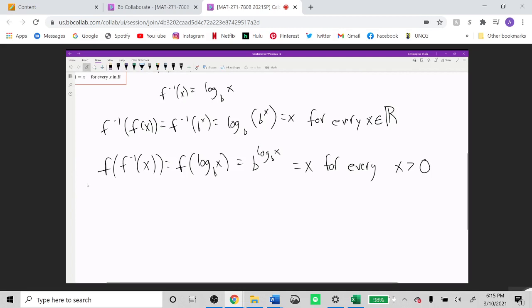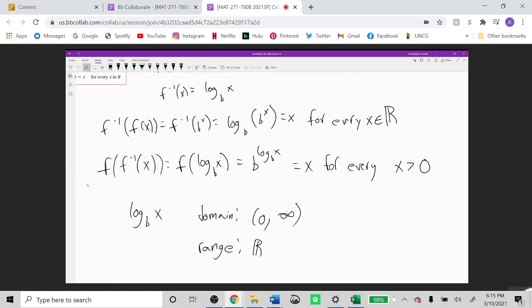So because logarithms are inverses of exponential functions, the logarithmic function log base b of x has domain, well, we just stated the domain, 0 to infinity, not including 0. And it has a range of all real numbers.